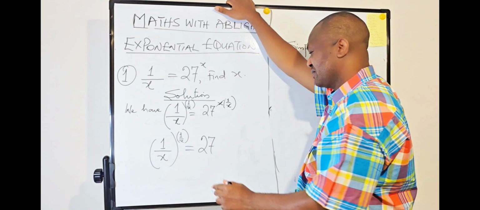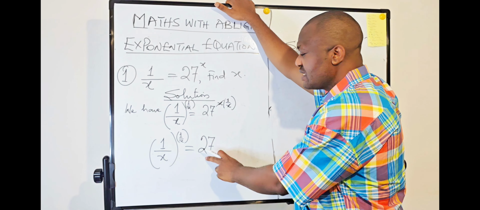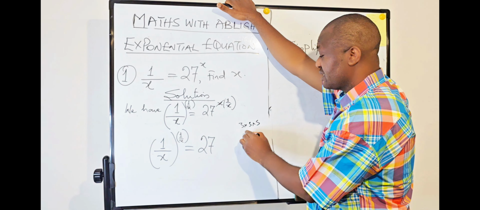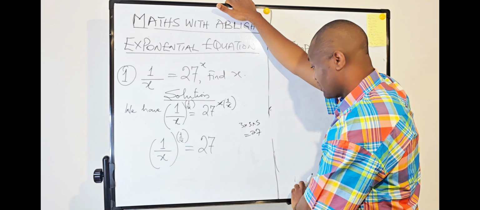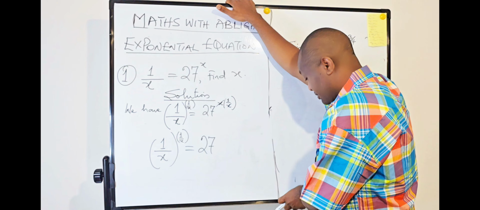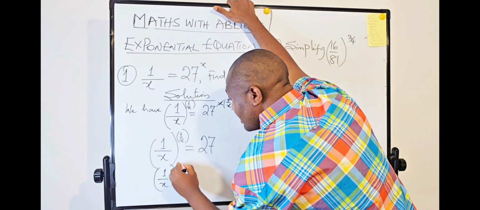And then you continue. This 27 can be expressed as 3 raised to power 3, which is 3 times 3 times 3, and that is 27. So 3 raised to power 3 is 27. And so you have 1 over x raised to power 1 over x is equal to 3 raised to power 3. The bases are equal. So what do we do? The next thing, you equate exponents.